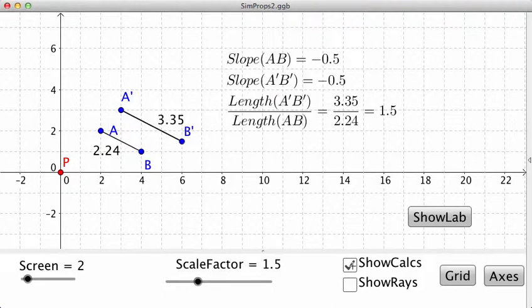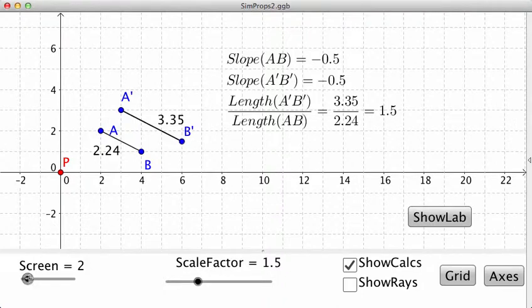Now another thing that's worth noting here is that the slope of AB, in this case, is negative 0.5. The slope of A prime B prime is also negative 0.5. What that means is that segment AB and segment A prime B prime are parallel to each other. And that'll be important to keep in mind as we go forward.